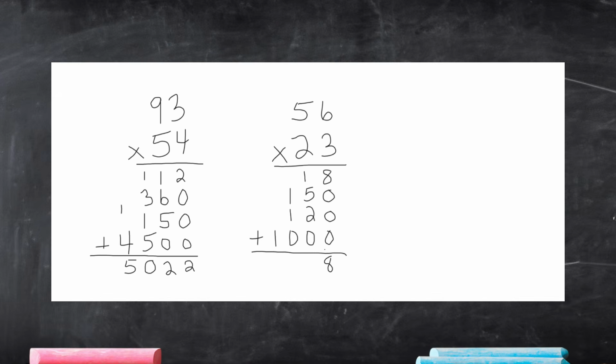8 plus nothing is 8. 1 plus 5 plus 2 is 8. 1 plus 1 is 2, and 1 plus nothing is 1. So our final product is 1,288.